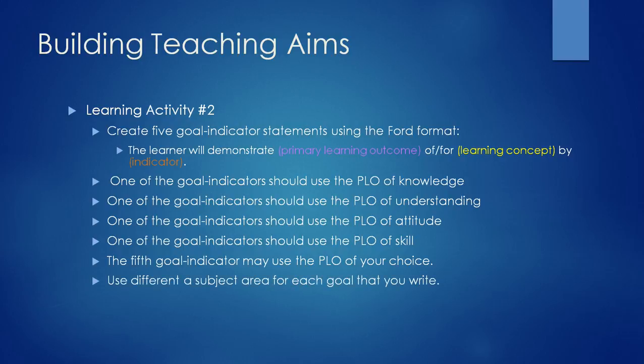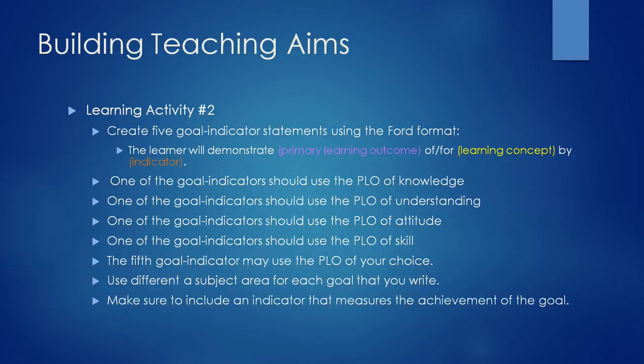Use a different subject area for each goal that you write. So your first one of knowledge should use one subject area, and then understanding, just choose a different subject area. Okay, so don't try to use the same subject area for all four of them. Okay, it'll make it less confusing if you don't do that. And then make sure to include an indicator that measures the achievement of the goal. That's again at the end, the indicator, by what? By playing 2-octave arpeggios, by doing such things as meeting together before school and praying, whatever it is.